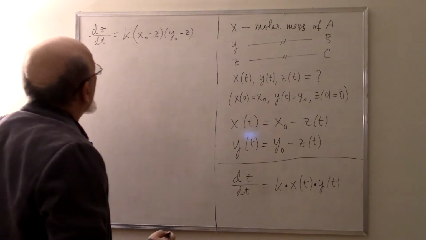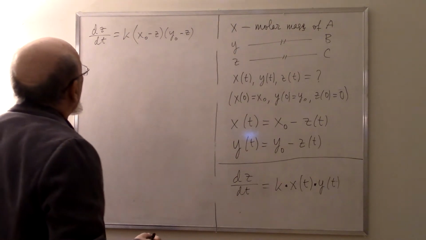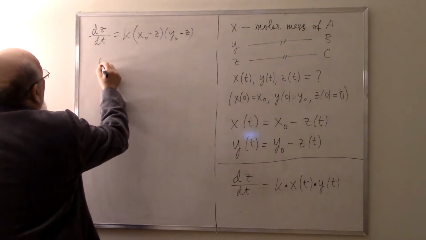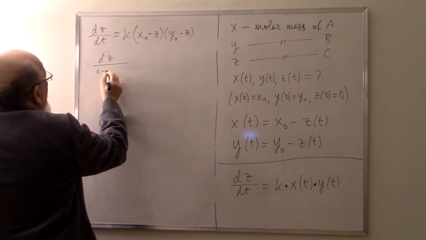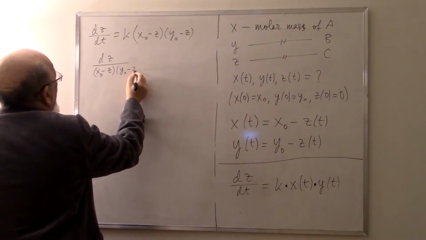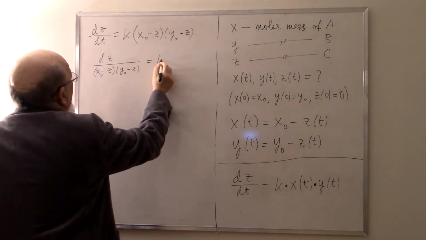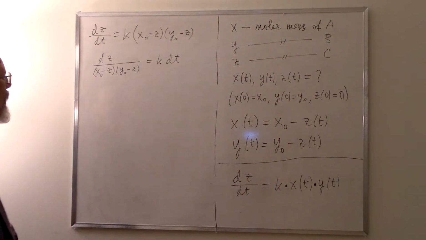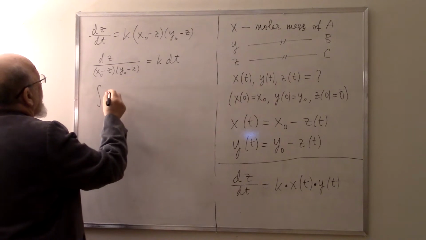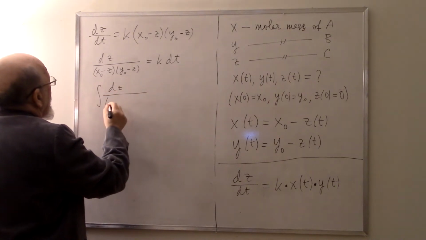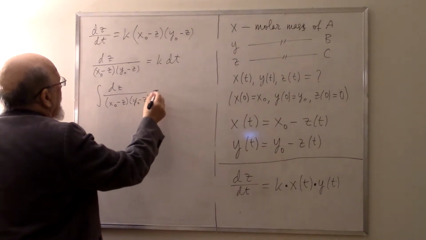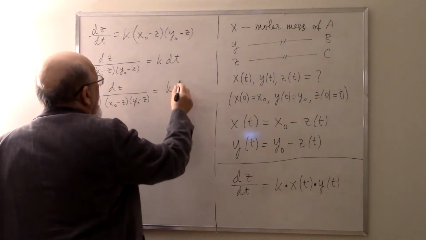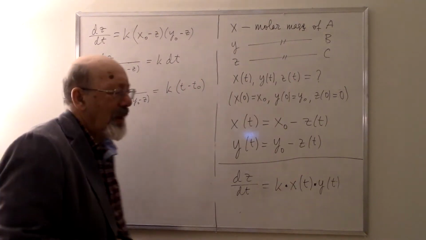Now we can solve this equation. Let us try to solve it. It is an autonomous equation. So dz divided by (x0 minus z)(y0 minus z) equals k dt. Integral dz over (x0 minus z)(y0 minus z) equals k (t minus t0), as usual.